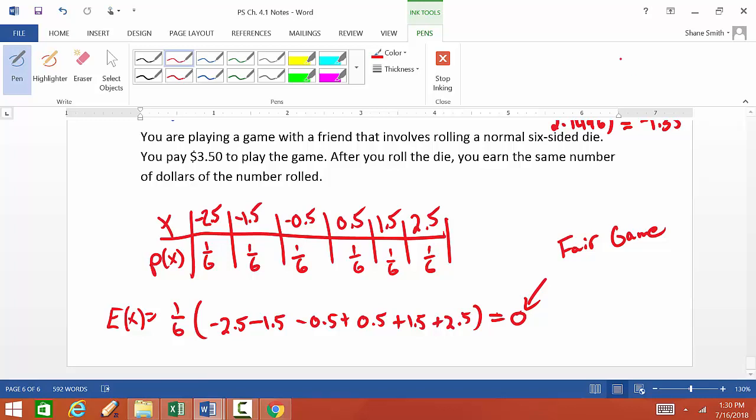All right, and that's probability distributions for discrete in a nutshell. The last 2 sections of Chapter 4 talk about specific cases of discrete probability distributions, and that's what I'm going to talk about in the next video.